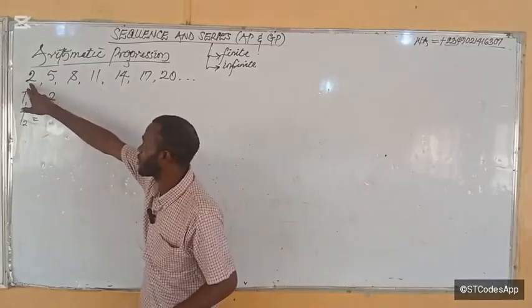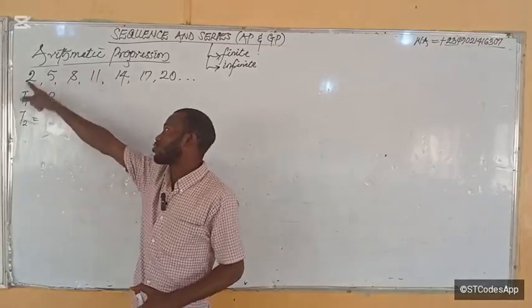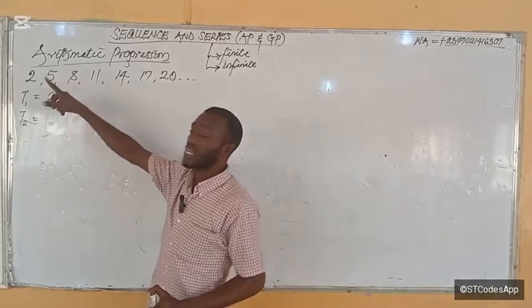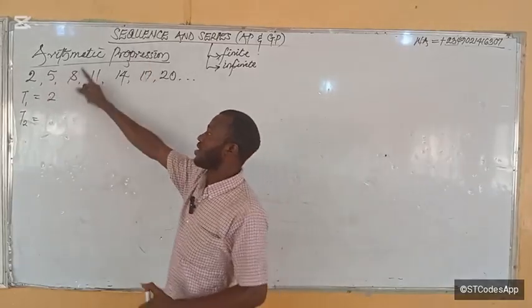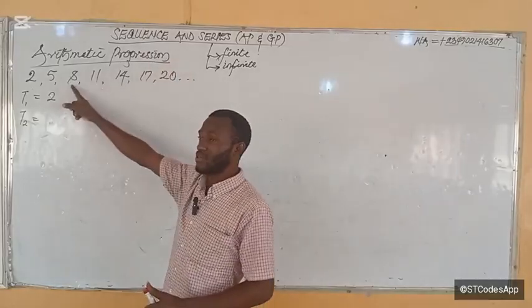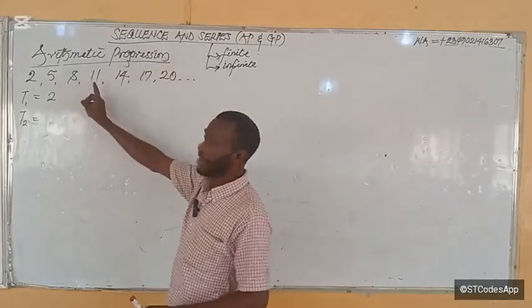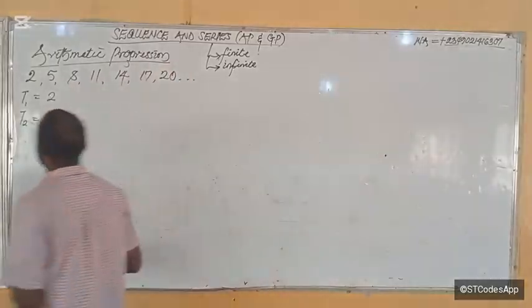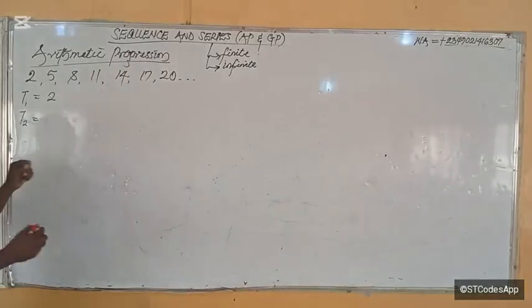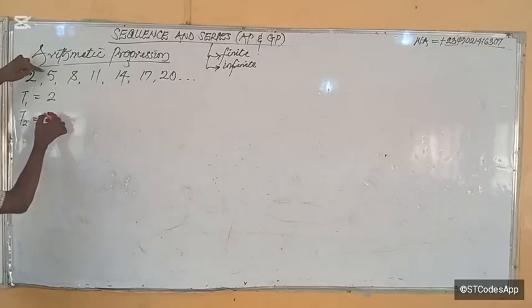So 2 is being added onto 3, or 3 is being added onto 2 to give 5. 5 is being added onto 3 to give 8, rather. 3 is being added onto 8 to give 11. Does that make sense?